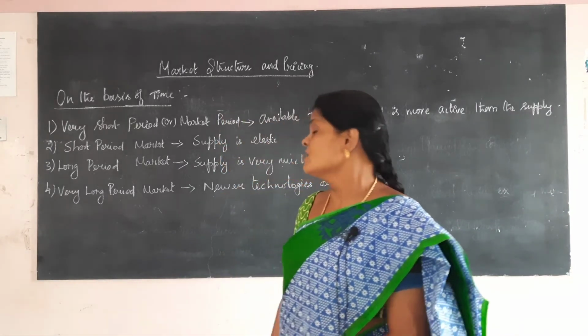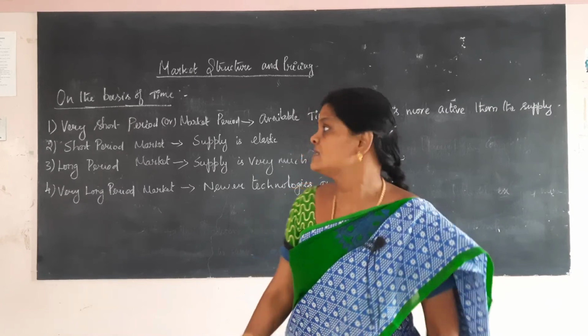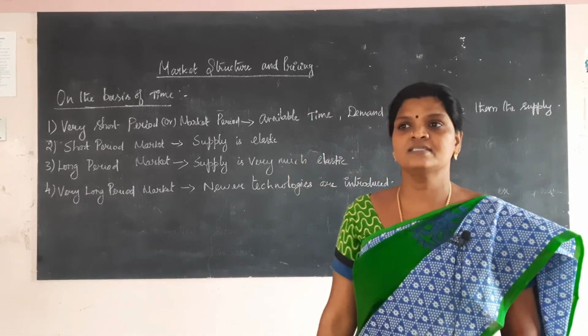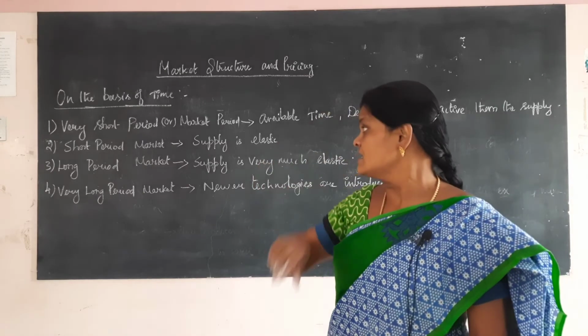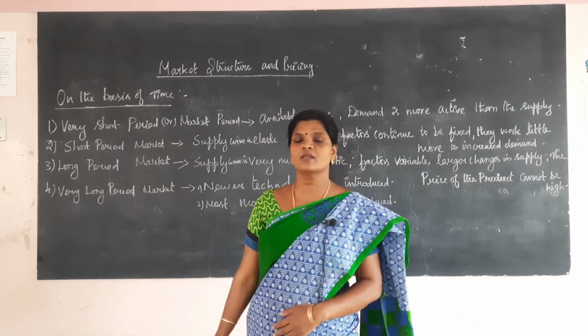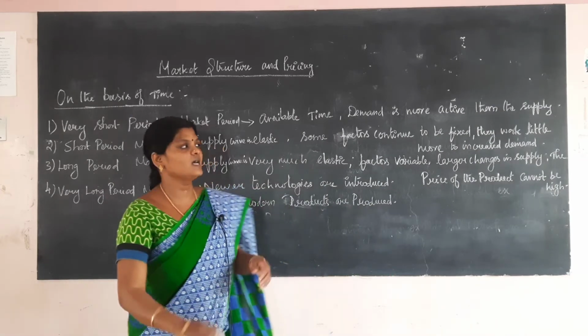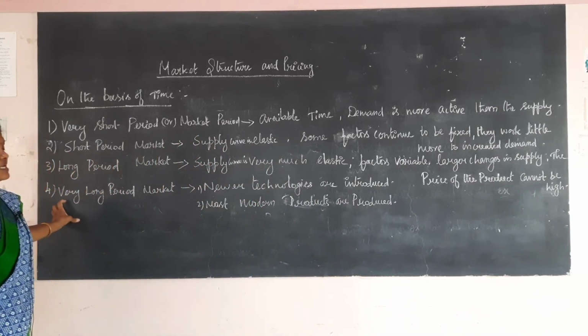Short period means whether the demand is increased or decreased. Then here supply is elastic. Then in long period market, supply is very much elastic. On the basis of time, we can classify market into four: very short period, short period market, long period market, then very long period.